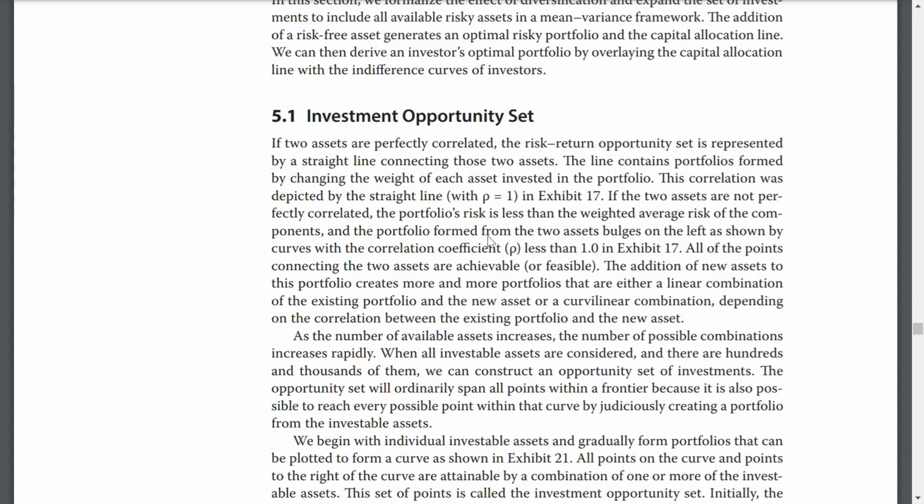The addition of assets to this portfolio creates more and more portfolios that are either a linear combination of the existing portfolios and a new asset.